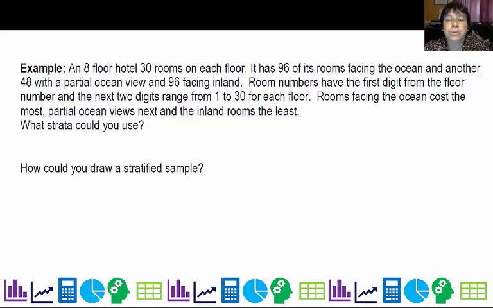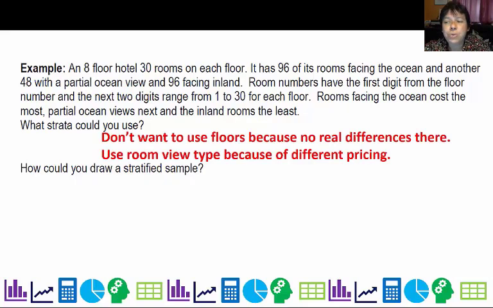What strata could you use? Well, I could go by floor number, right? But is there really a difference between a person who gets a hotel room on a second floor and a third floor? Not really, all right? Probably if I wanted to group like-minded hotel stayers, I would put the people who are willing to pay a little extra for an ocean view in one group, and the people who want to save their money and have the inland view in another group. And of course, the partial view would be the compromisers. They'd be in the middle group. So don't use the floors because there's no difference there. Use the room view type, all right?